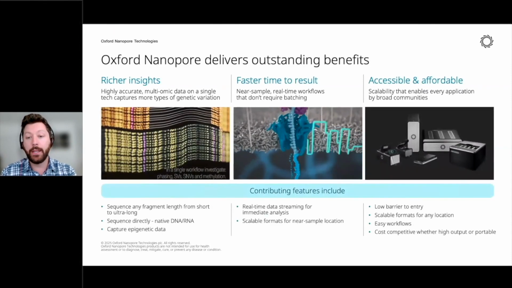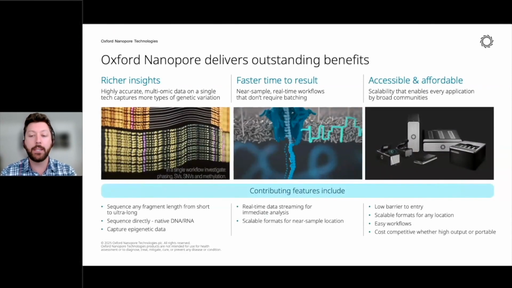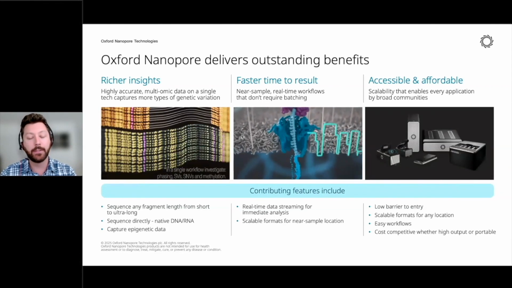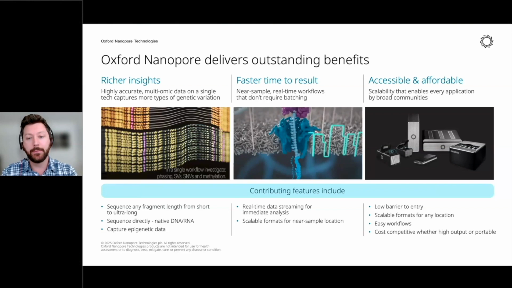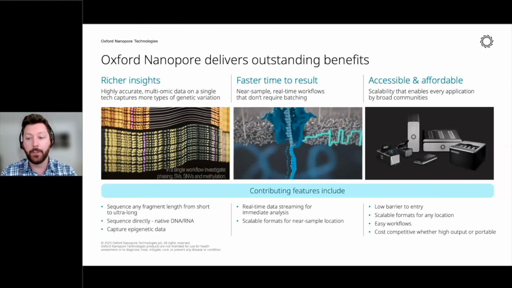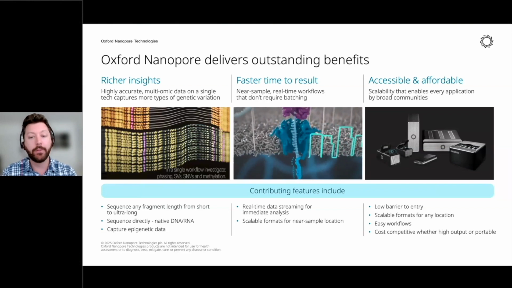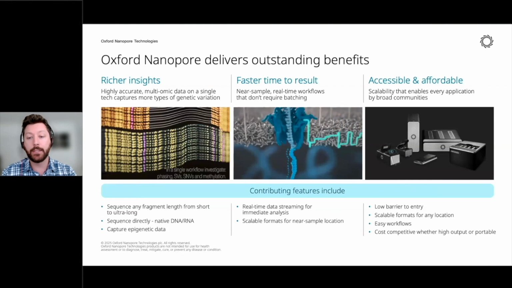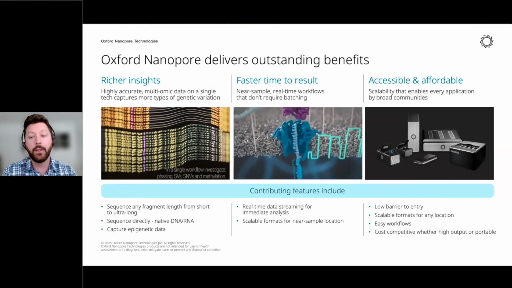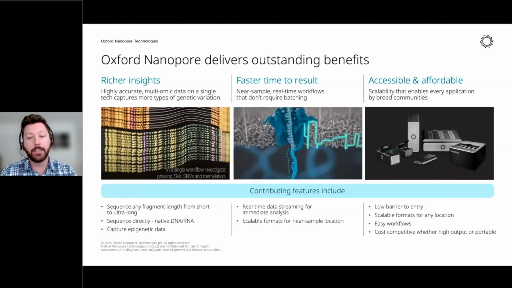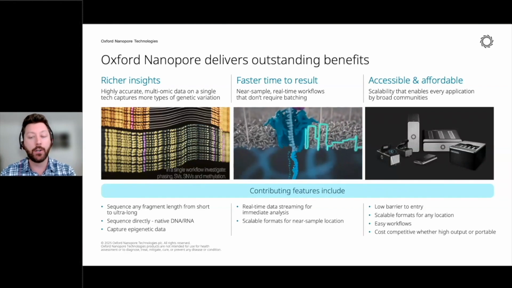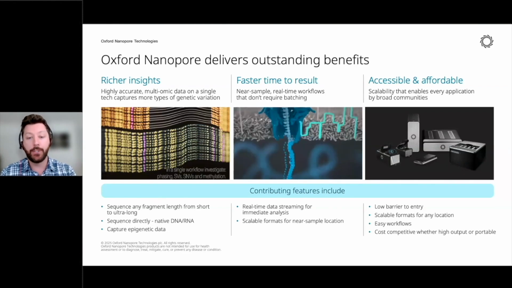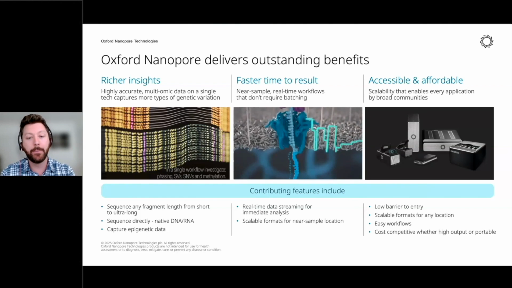So now we've seen a little bit of how nanopore sequencing works, but how does that translate into real-world benefits? Well, there are a few. First, by providing richer insights. Because we're sequencing native molecules without amplification or chemical conversions, we can detect fragments of any read length, from short to ultra long, which enables us to capture all elements of a genome, from single nucleotide variants to large structural variants, and even epigenetic information within that assay.